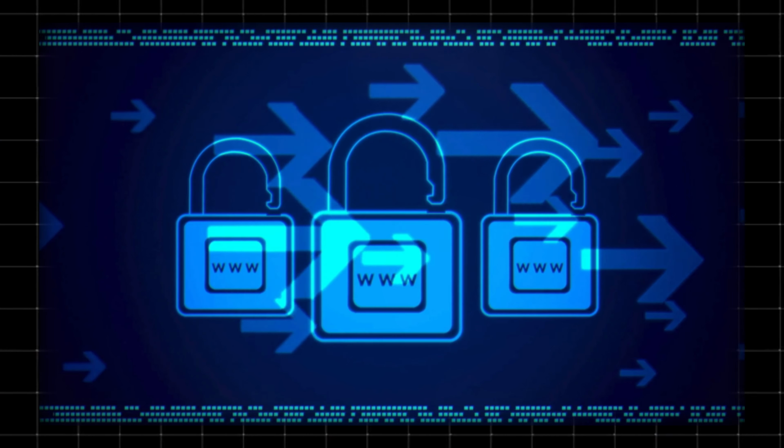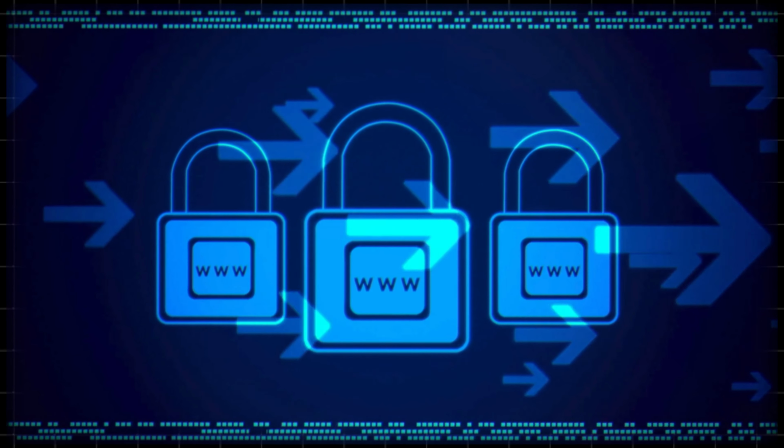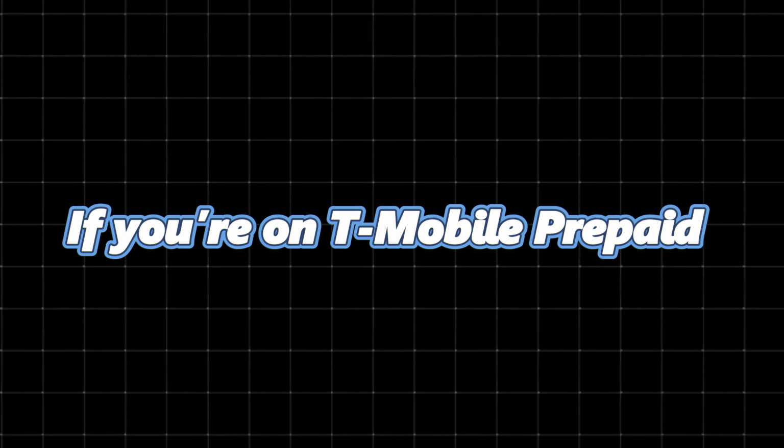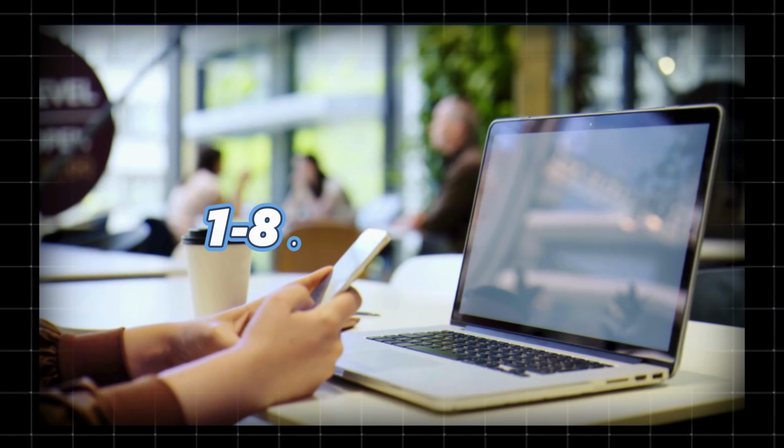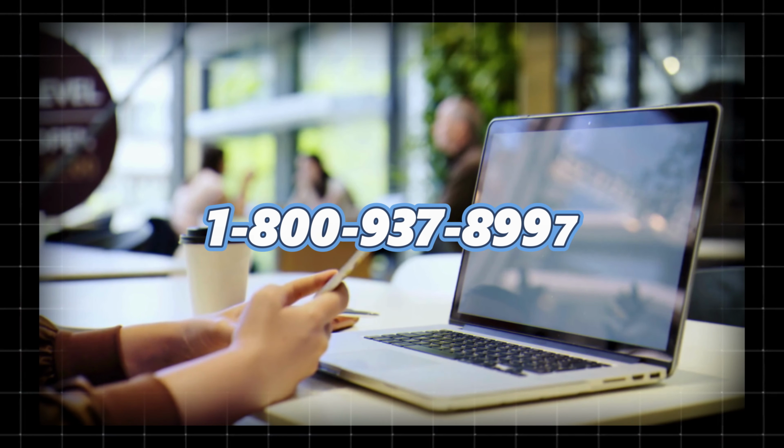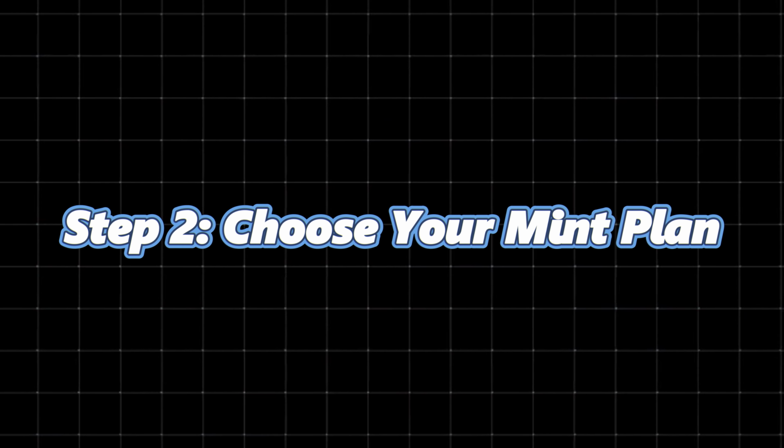If port-out protection is on, go to Manage Add-ons, Services, and turn it off. If you're on T-Mobile Prepaid, call 1-800-937-8997.